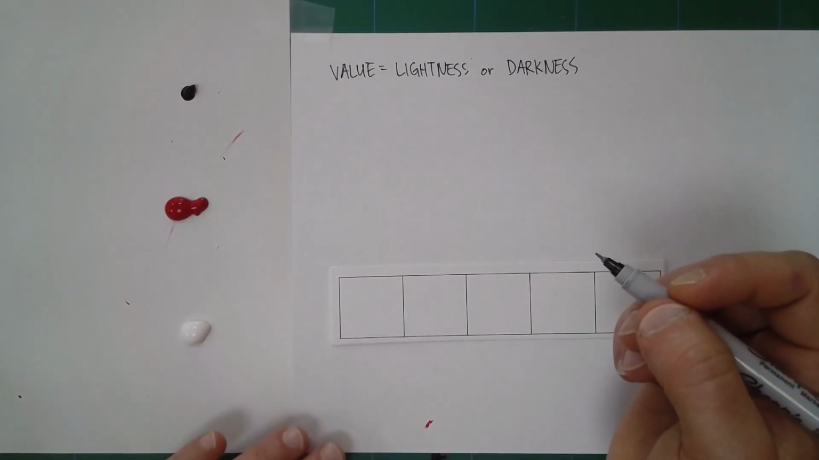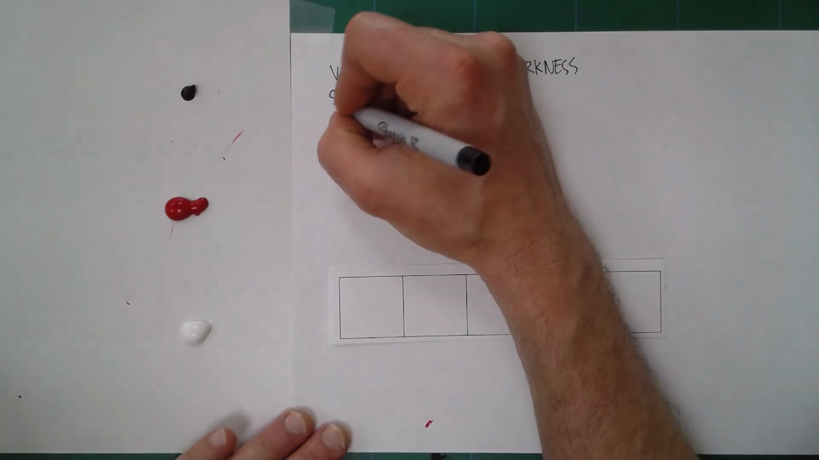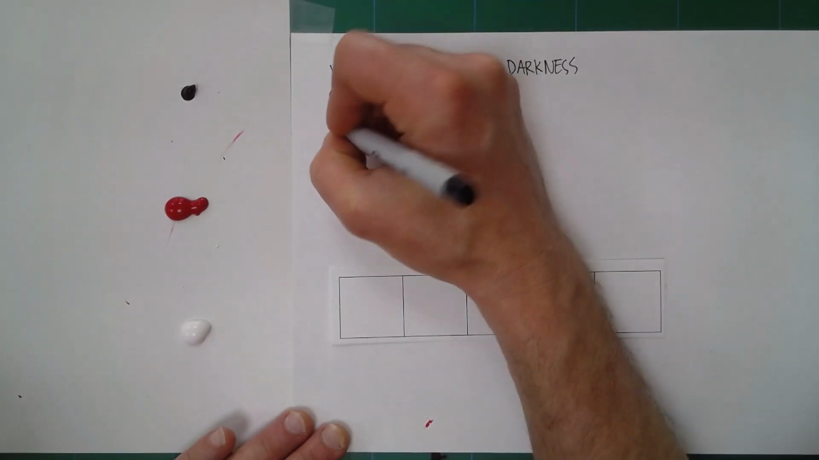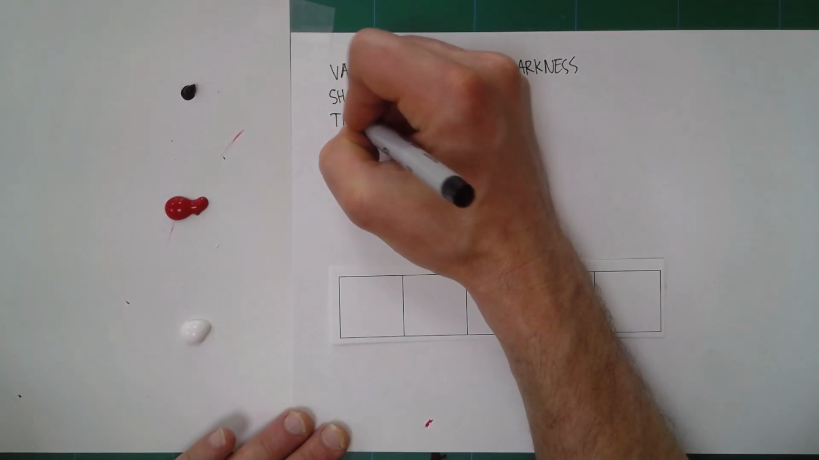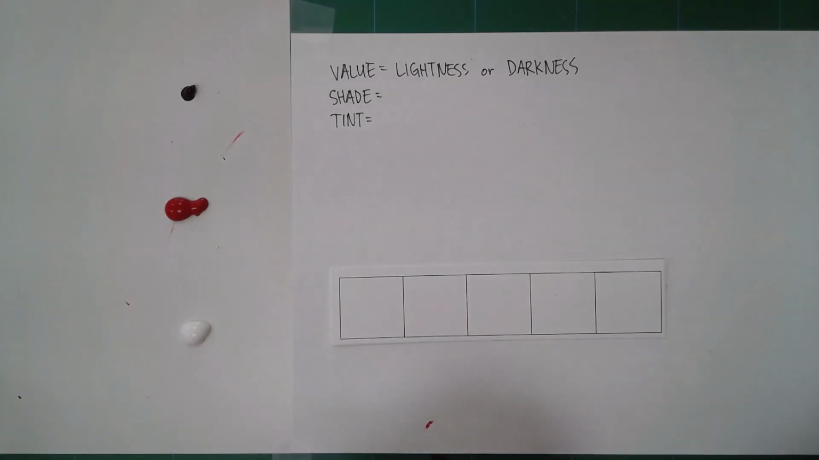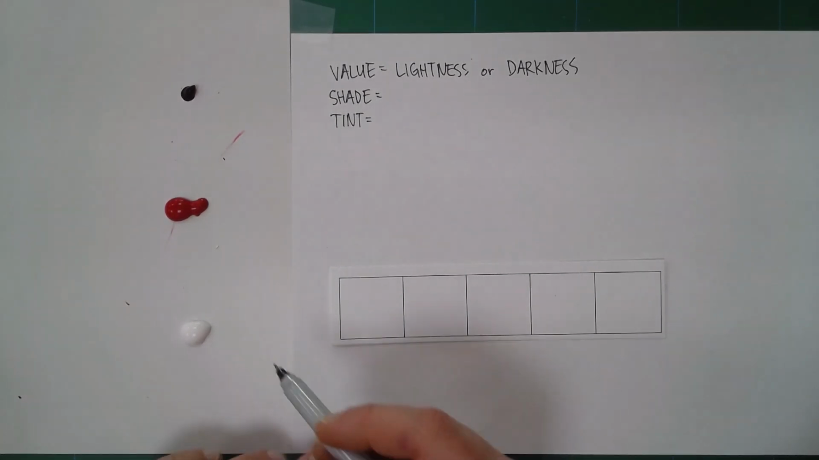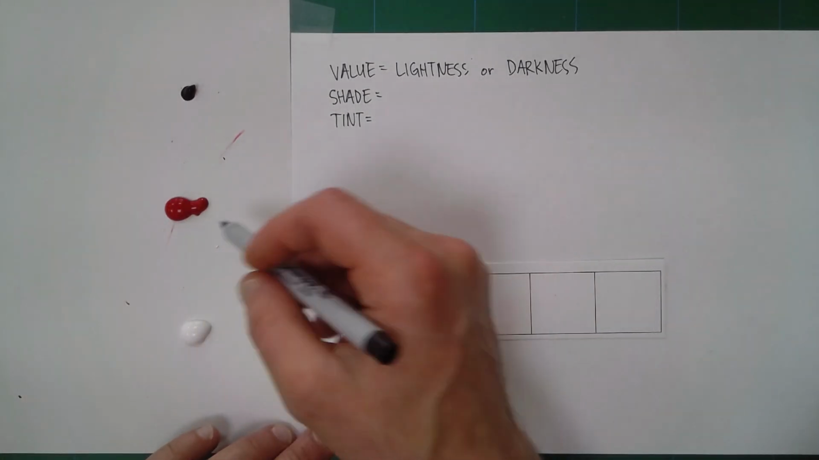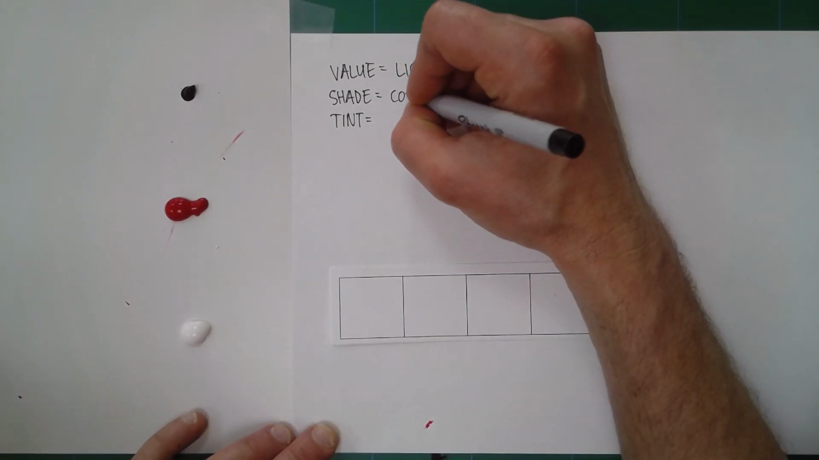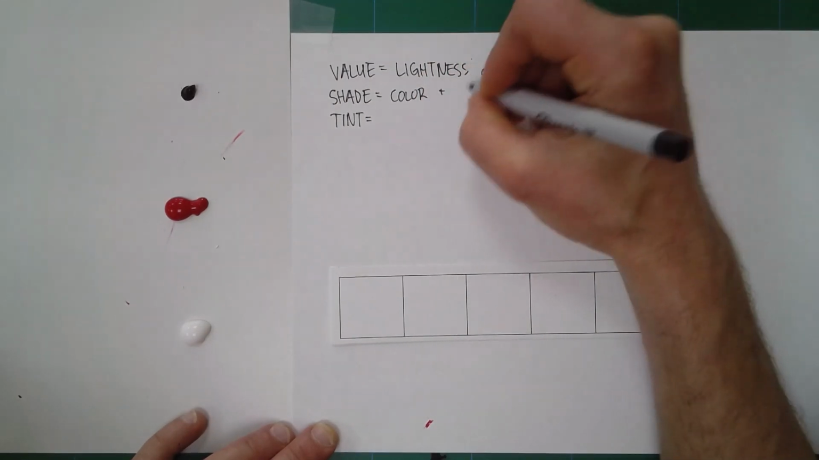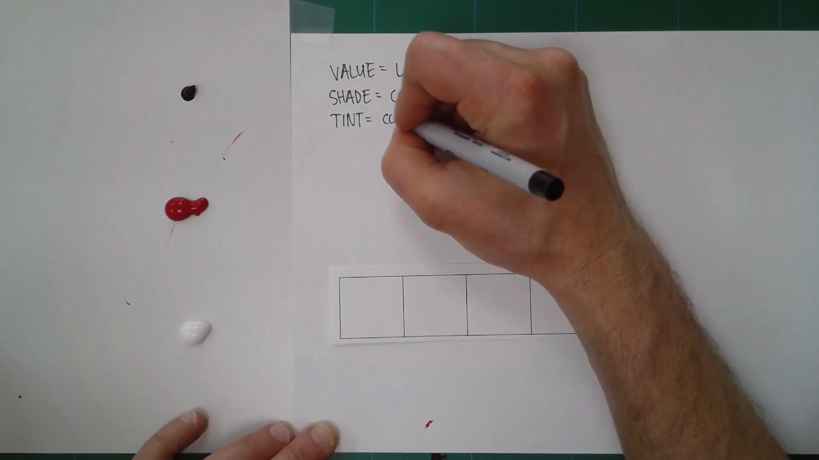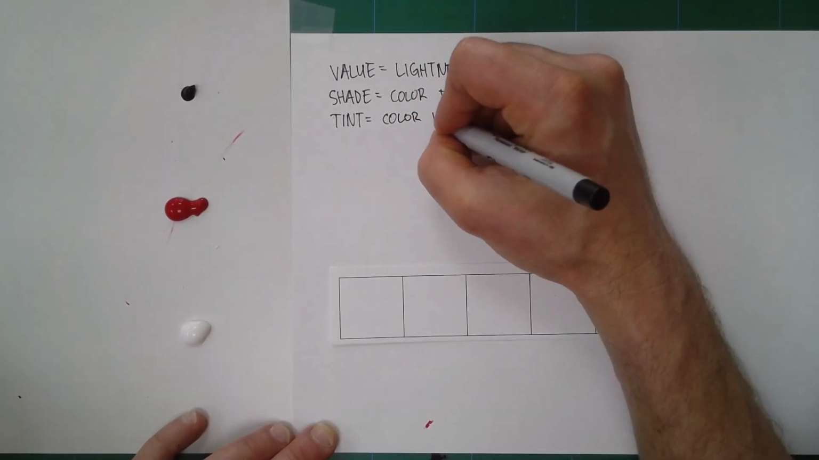Specifically, there's two different names. One name you guys will know, and it's called a shade. Another name is called a tint. These two things are what we call when we mix our red with either black or white. So a shade is just any color plus black, and a tint is any color plus white.